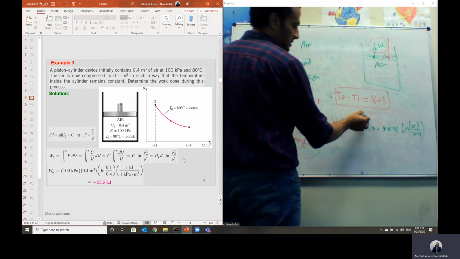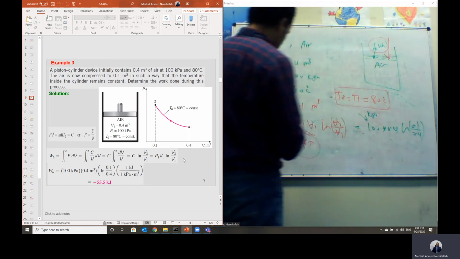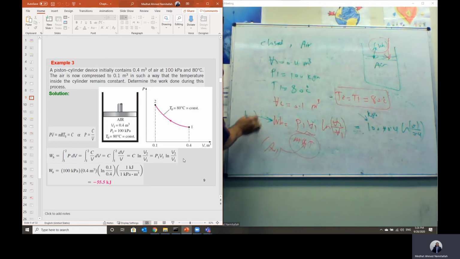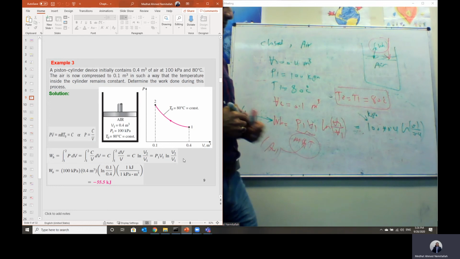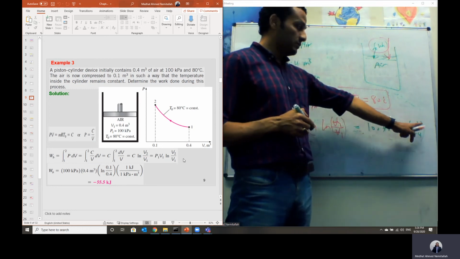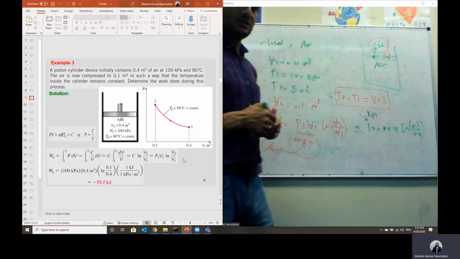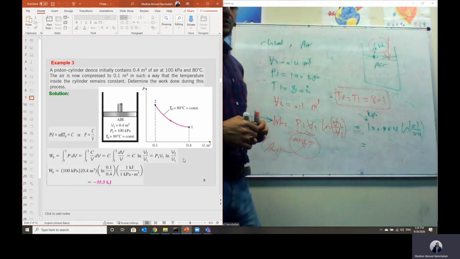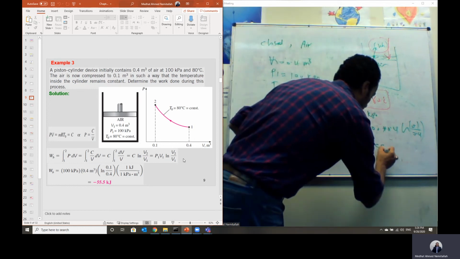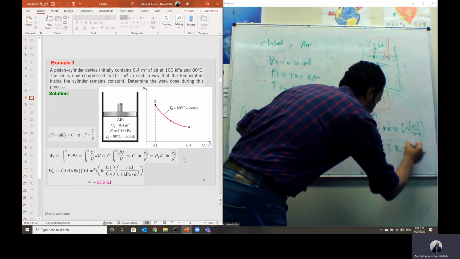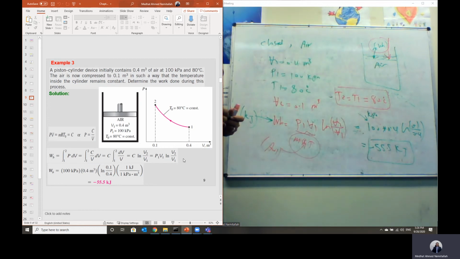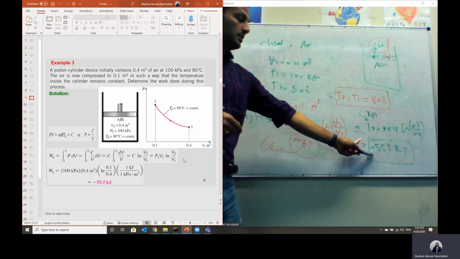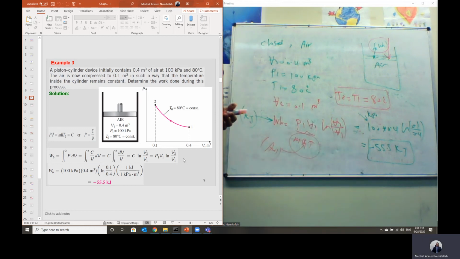This pressure is in kilopascal, so this boundary work should be calculated in kilojoule in this case. We have compression, V2 is less than V1, so this term will be negative, and this work is a compression work, it will equal minus 55.5 kilojoule. And this process is just a compression process. So the boundary work in this case is negative.